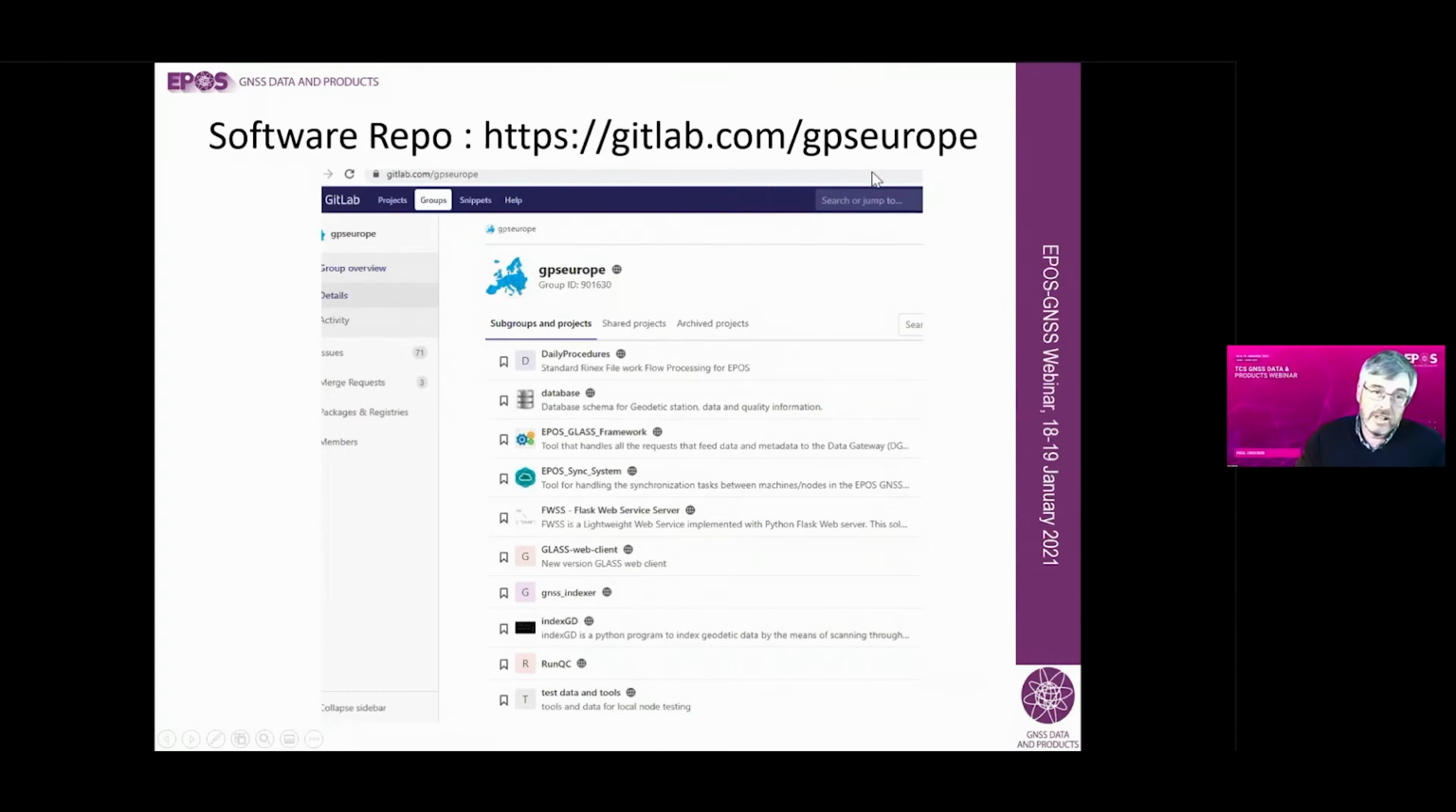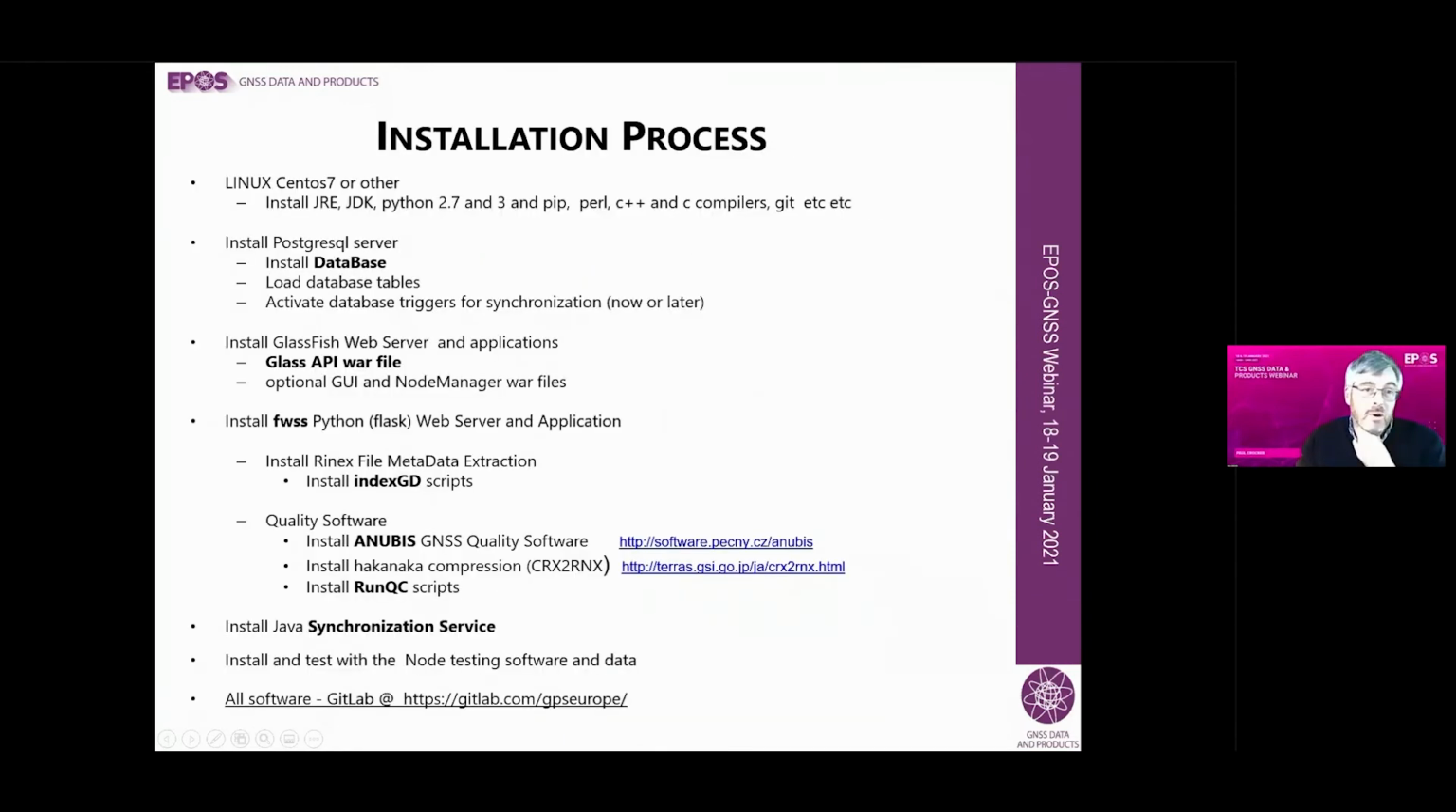The installation process, what will you need? Well, you'll probably need some sort of Linux box, CentOS 7 or something similar. You'll need a Java runtime. You'll need Python 2.7 and you'll need Python 3. You'll need Perl, you'll need C++, unless you go and get the Anubis pre-compiled. If not, you'll have to compile it yourself.